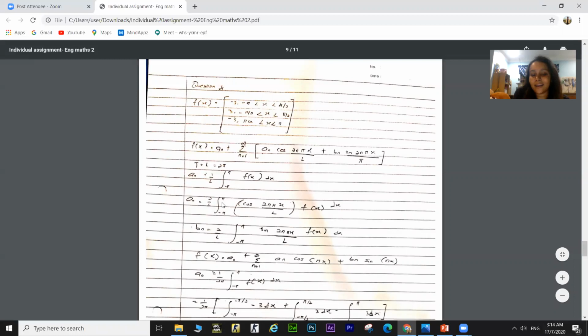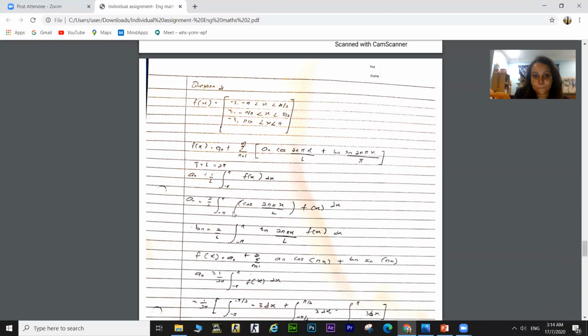a naught equals 1 over L, integral with upper value π and lower value negative π, of f(x) dx. a_n equals 2 over L, integral from negative π to π, of cos(2nπx over L) f(x) dx, and b_n is the same, with sine 2nπx over L, f(x) dx. For a_n we use cos and for b_n we use sine, and the 2nπx over L is still the same.